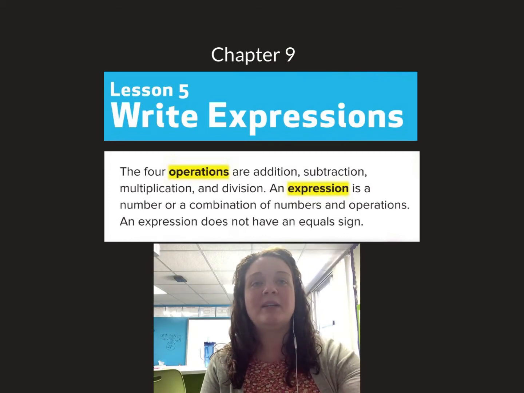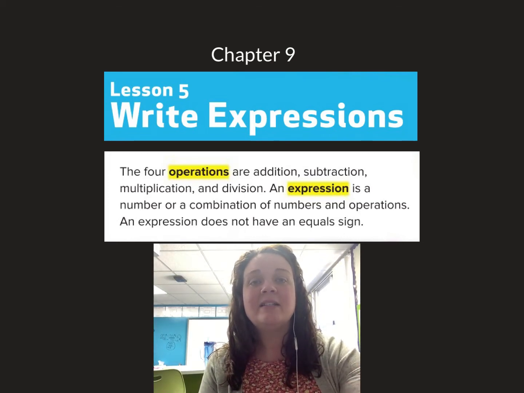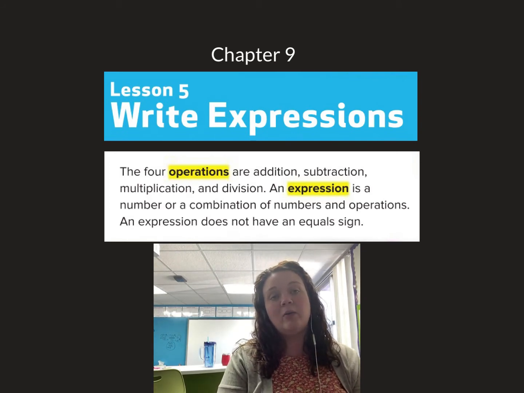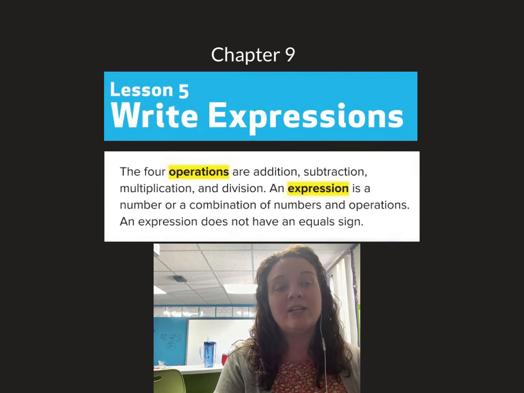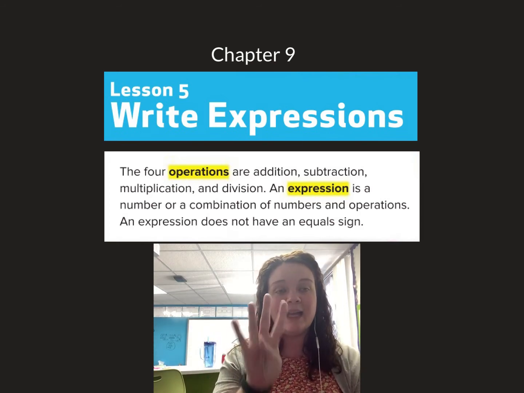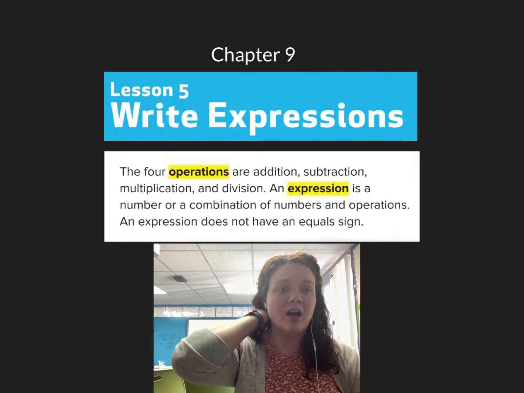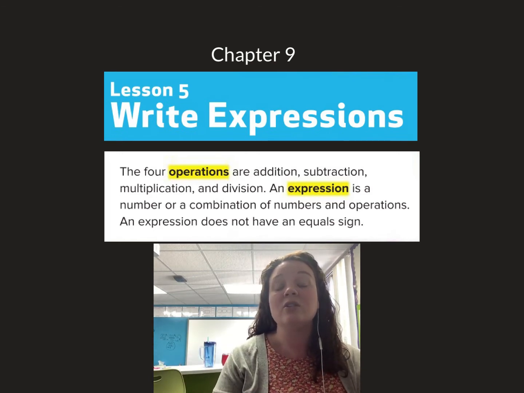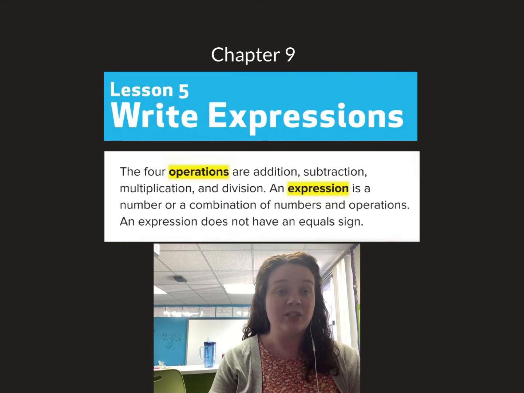Welcome to Chapter 9, Lesson 5. Today we're going to be talking about writing expressions. Now, it says the four operations are adding, subtracting, multiplying, and dividing. Those are all things we've already talked about this year, aren't they? And so those four things are called operations.